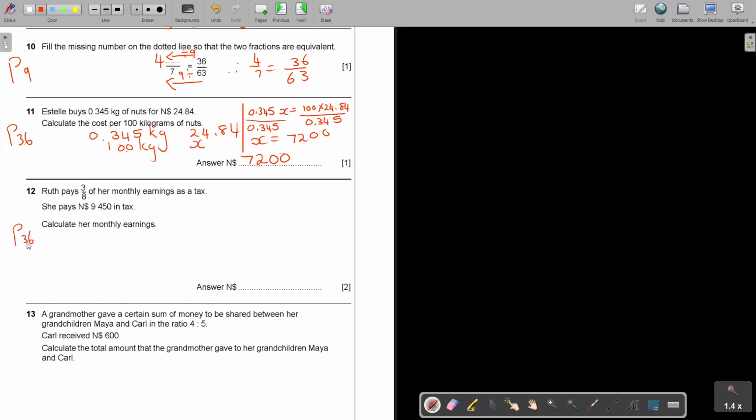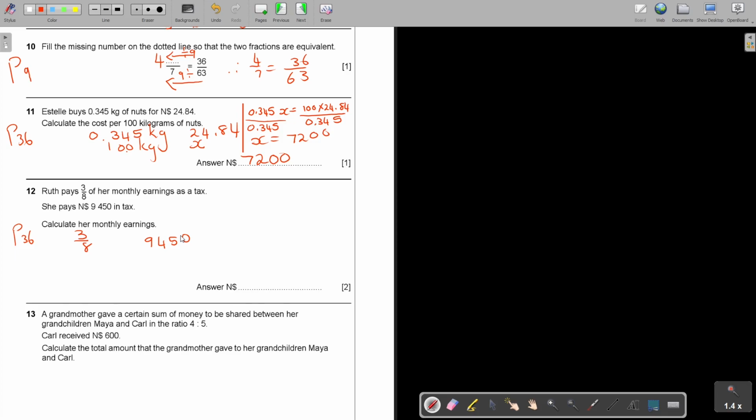Okay, so Ruth pays 3/8 of her monthly earnings as tax. She pays 9,450 in tax. Calculate her monthly earnings. Basically, you can just do it the same way. You say 3/8, I know that it's 9,450. But now I'm going to do it on the principle of direct proportion. So what is the full salary? Calculate her monthly earnings. That means her full pay.